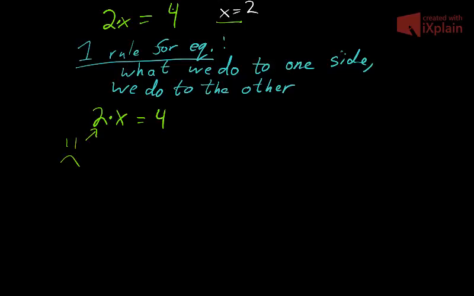What it's doing right now is multiplication. The opposite of multiplication is division. So we're going to divide that by 2. So I have 2x divided by 2 equals 4. My one rule says what I do to one side, I have to do to the other. So it's going to be 4 divided by 2. This cancels. I just have x equals 4 divided by 2, which is 2. And that's kind of how we work equations.